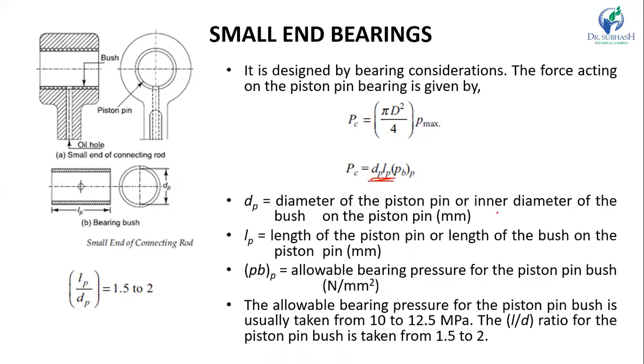So dP is the diameter of the piston pin, LP is the length of the piston pin, and PB is the allowable bearing pressure for the piston pin bush. Generally, the allowable bearing pressure for the piston pin bush is usually taken as 10 to 12.5 megapascal. And the L by D ratio for the piston pin bush is taken as 1.5 to 2. So LP by DP is taken as 1.5 to 2, for small end bearing.